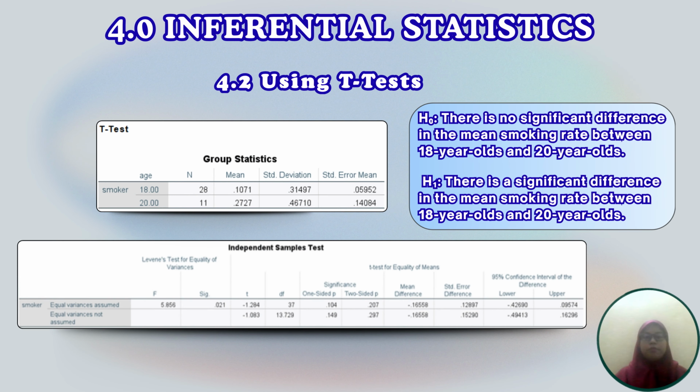Next is 4.2, and we will examine the specific application of our independent sample test. In this phase of the study, we look directly at whether age plays a statistically significant role in smoking behavior by comparing the 18 years old and 20 years old group. Now let's take a look at our sample breakdown.